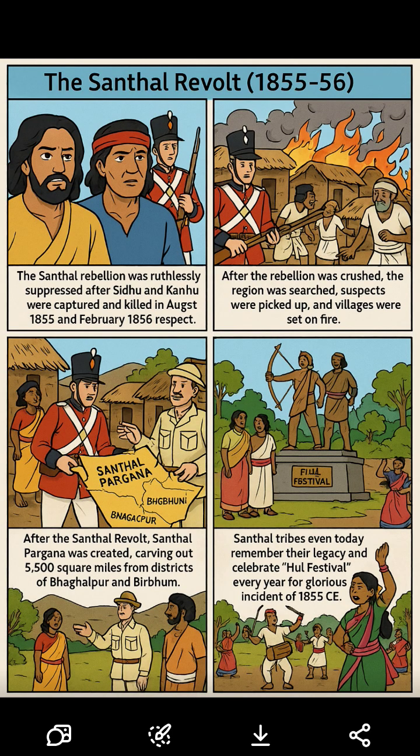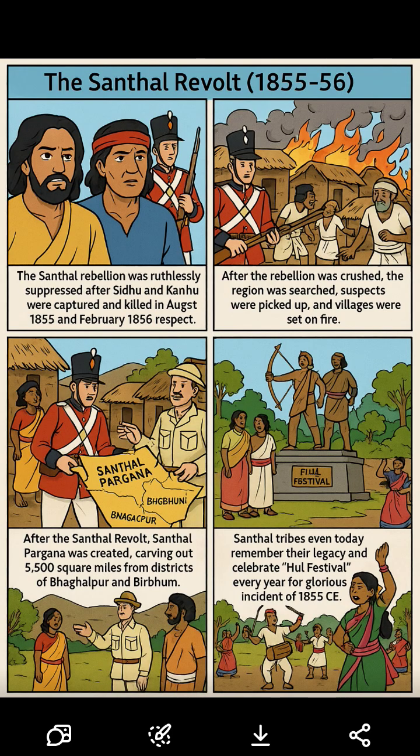This land was meant only for Santals to live in peace and do farming. The Santal population quickly grew, and by the 1850s they had built many villages and cultivated a lot of land. 4. How were Santals exploited?